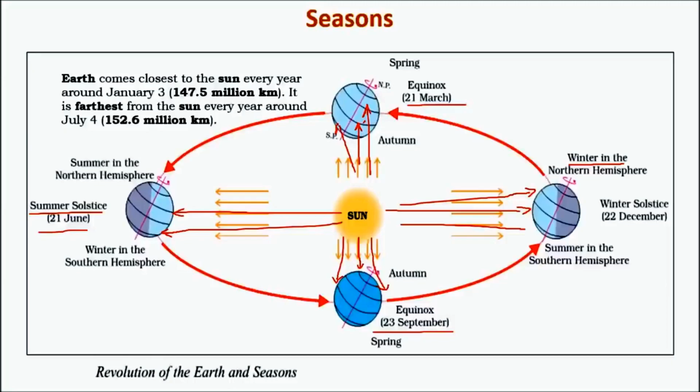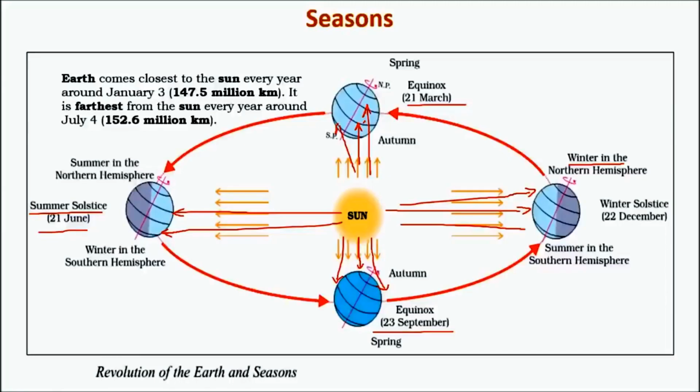For the northern hemisphere, the day 21st March will be the spring equinox, and for the southern hemisphere it will be the autumn equinox, and vice versa. Likewise, the position on 23rd September. These two positions are equinox positions, where the equator receives direct sunlight and the poles, that is the northern and southern hemispheres, receive slant sunlight.